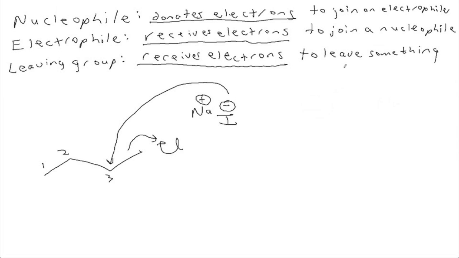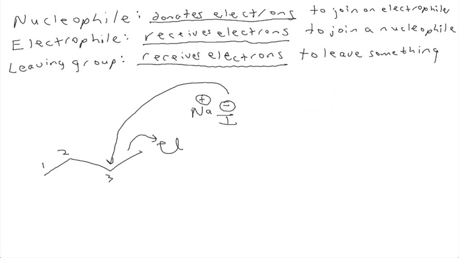Now, in this case, it's really obvious. It's very easy to remember that leaving groups leave something from the name, right? The name makes it very clear that a leaving group will be leaving something. This name does not make it clear whether the leaving group is receiving or donating electrons. That just has to be memorized.